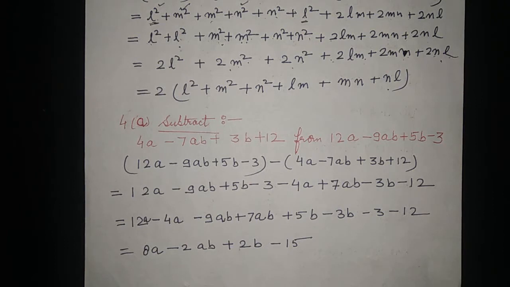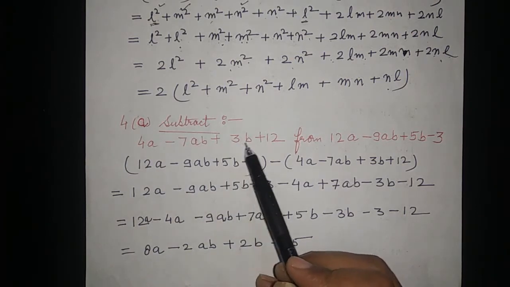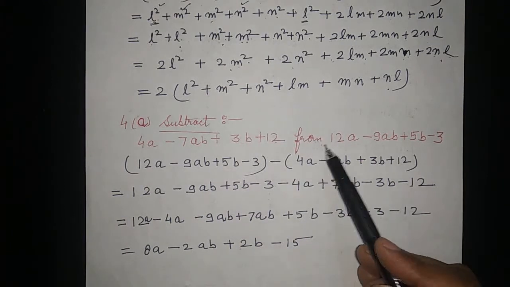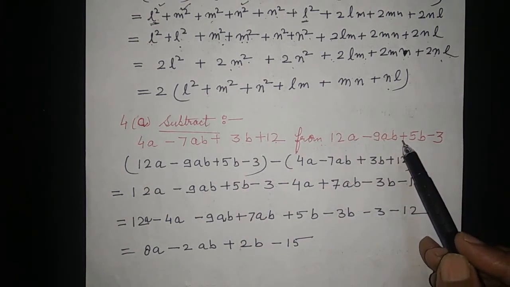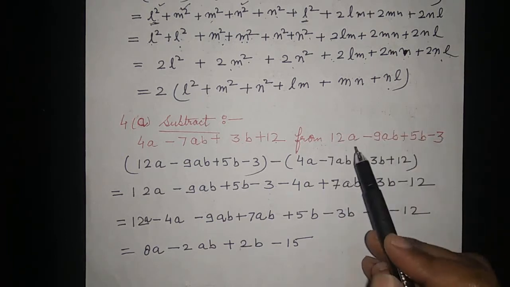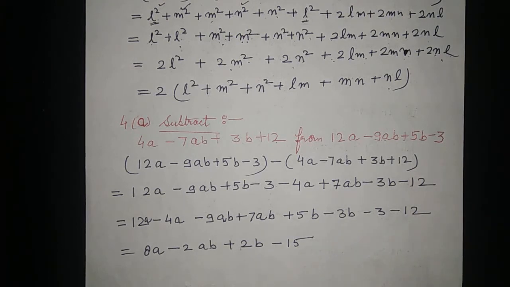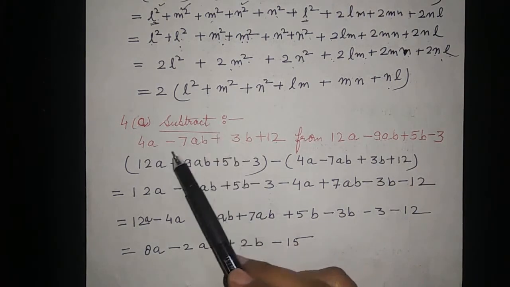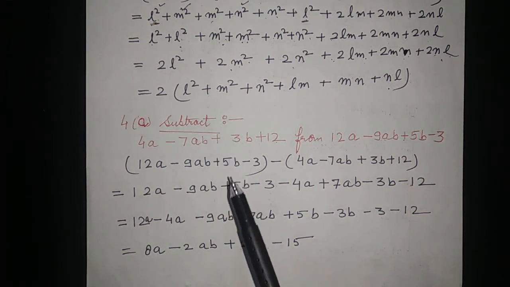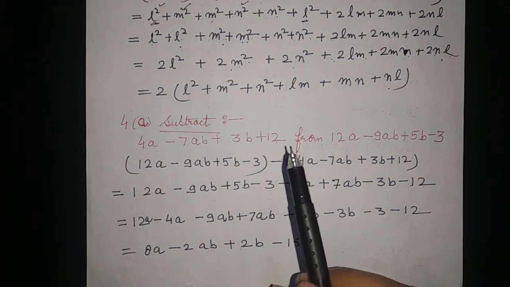Now students, see the A part of question number 4. Question is: subtract 4A minus 7AB plus 3B plus 12 from 12A minus 9AB plus 5B minus 3. You know what we have to write first? We have to write this first: 12A minus 9AB plus 5B minus 3. But sometimes students write this expression first. So this thing we have to keep in our mind forever, which term we have to write first.